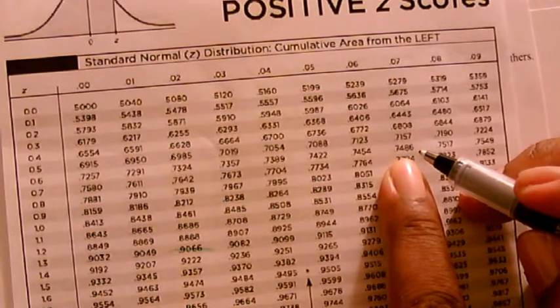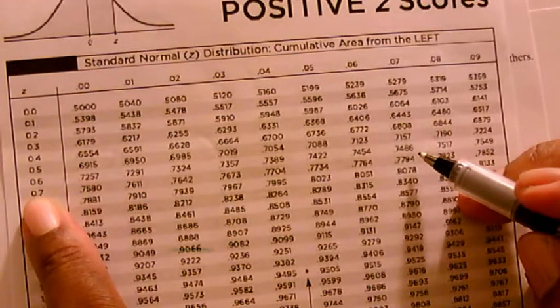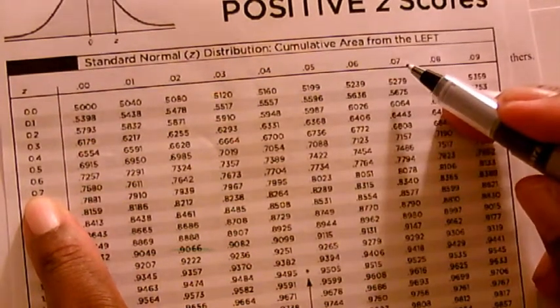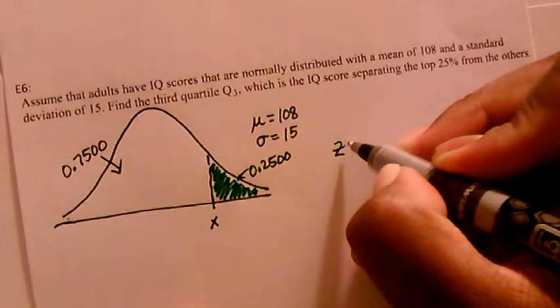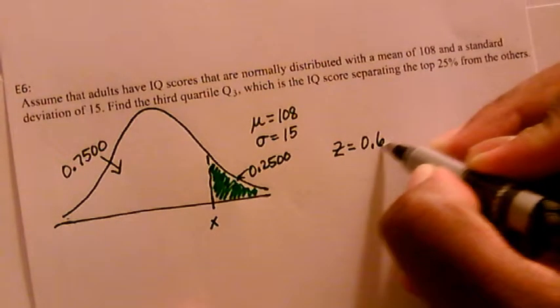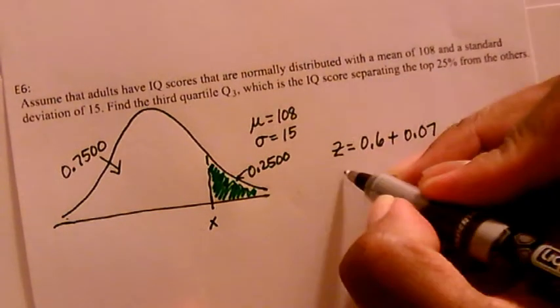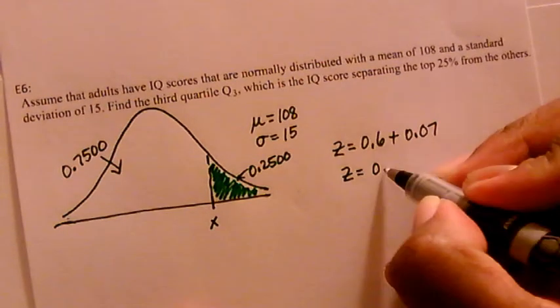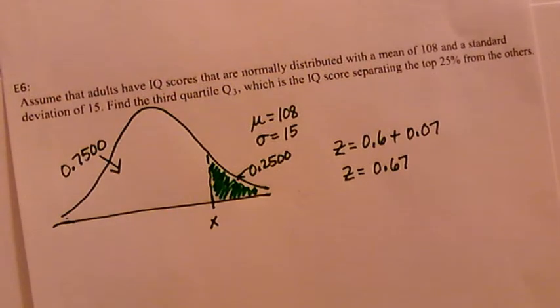So we read the row and the column that 0.7486 is in. In this case, 0.6, and then the column is 0.07. So your z is this. 0.6 plus 0.07. That's the row plus the column. That will give me my z-score of 0.67. So that's my z value for this particular situation.